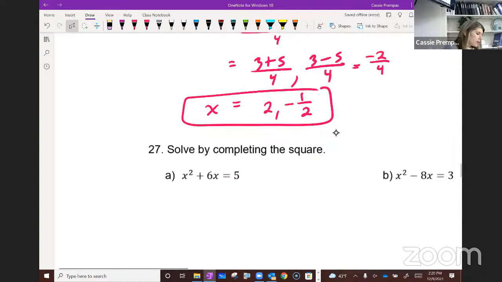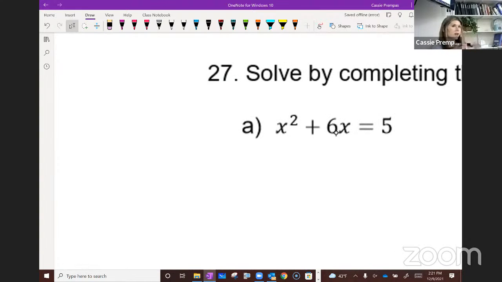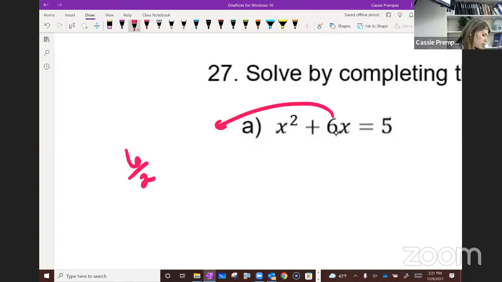All right, guys, number 27, solve by completing the square. Let's see if we remember that process. Letter A is actually already set up for you to do so. So do you remember what to do with that number 6? Divide it by 2, and then do what with it? Square it.